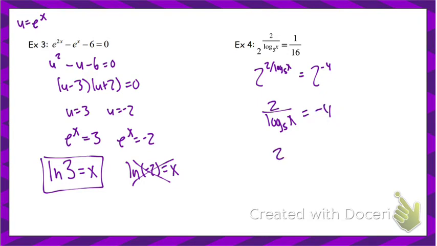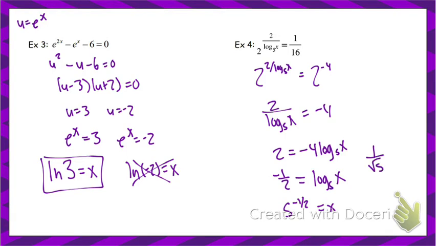Let's multiply both sides by log base 5 of x. Let's get the log by itself. So negative 1/2 is equal to log base 5 of x. So to figure out what that argument is, let's rewrite this in exponential form. So 5 to the negative 1/2 is equal to x. What 5 to the negative 1/2 means, it's 1 over the square root of 5. But we don't want square roots in the denominator, so let's rationalize and make it root 5 over 5.